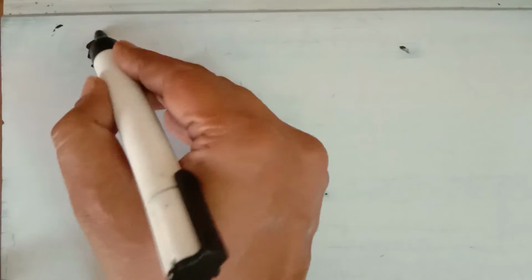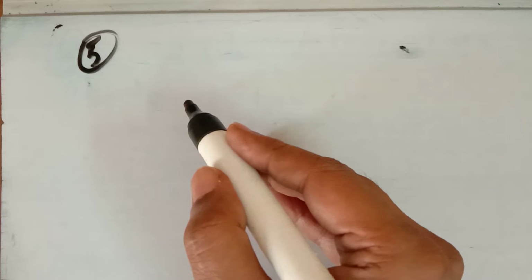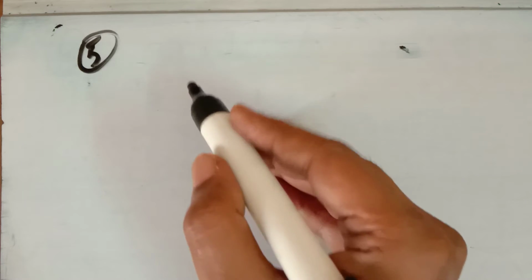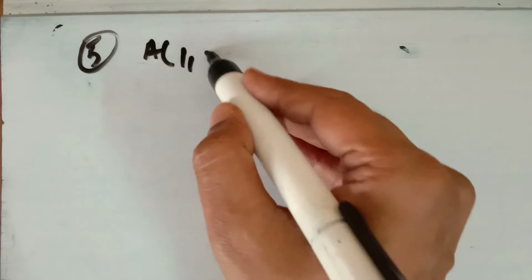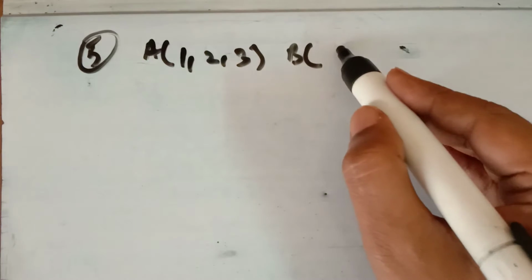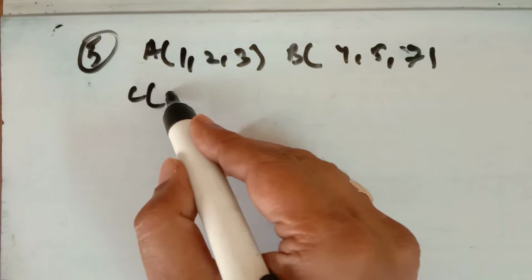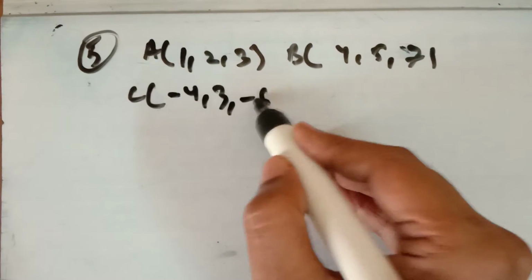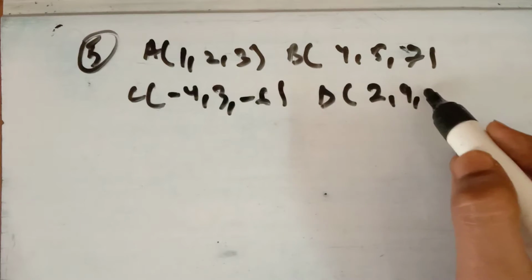In question number 5, what you have to get? If the coordinates of the points A, B, C, D are given, you have to find the angle between AB and CD. So the coordinate of A is given: it is 1, 2, 3. Coordinate of B is given: that is 4, 5 and 7. Coordinate of C is given as -4, 3, -6. And coordinate of D is given as 2, 9 and 2.